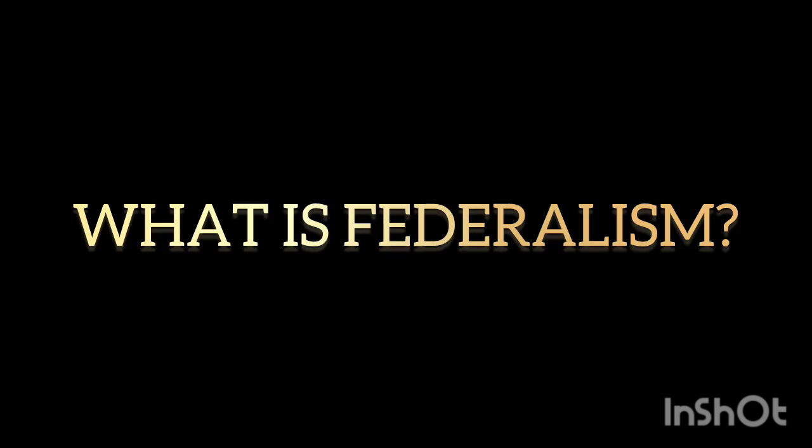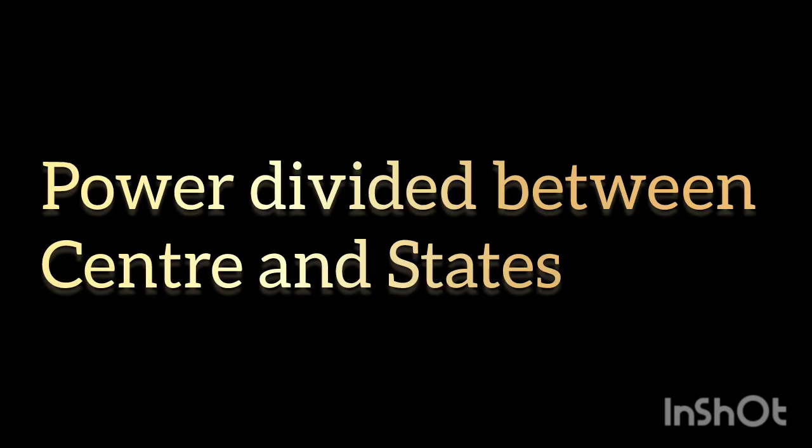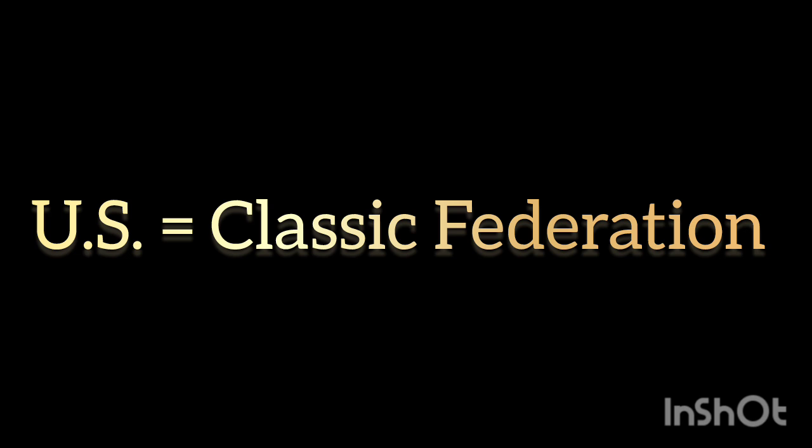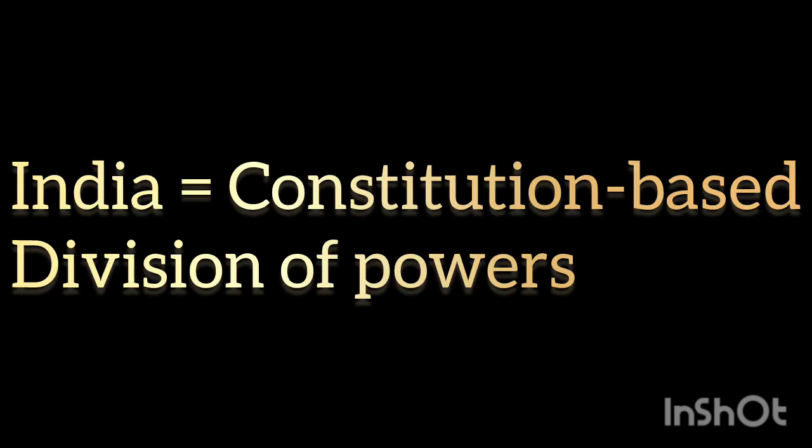Let's begin with the basics. What is federalism? Federalism is essentially a system of government where power is divided between two levels of government, usually the center and the states. Each level operates independently within its sphere. Countries like the United States follow a classic federal model where individual states join together to form a union and they retain significant autonomy. India, however, did not evolve that way. We adopted federal features through our constitution, not through an agreement between the states. And here lies the uniqueness of our model.